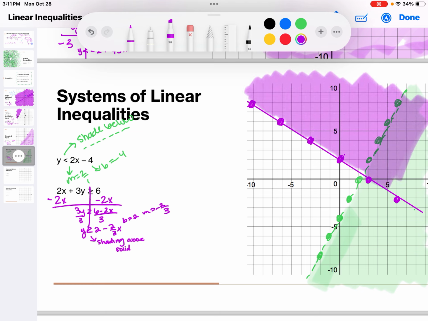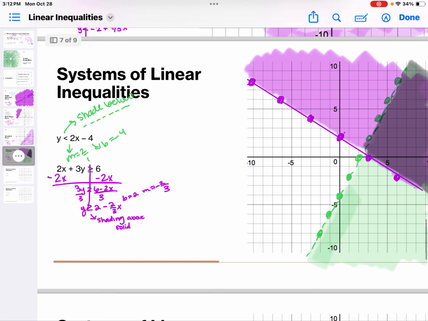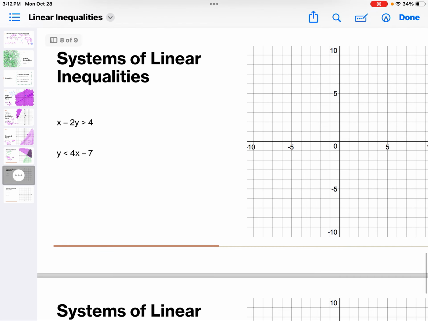Shading above the line. Where do you think the solution to this system of inequalities is? If you said where they're both shaded, you are correct. This region where the green and the purple are together would be the solution to this system of inequalities. Let's do one more.